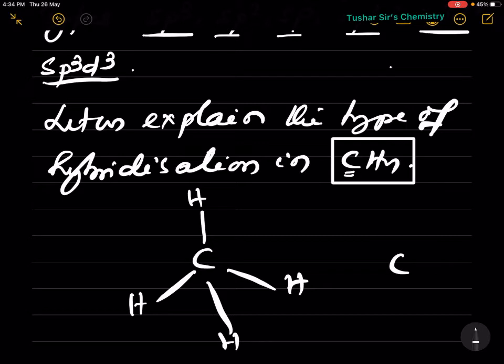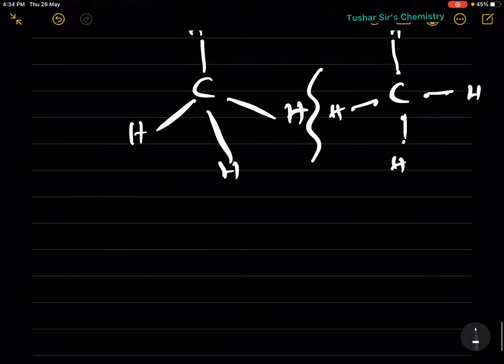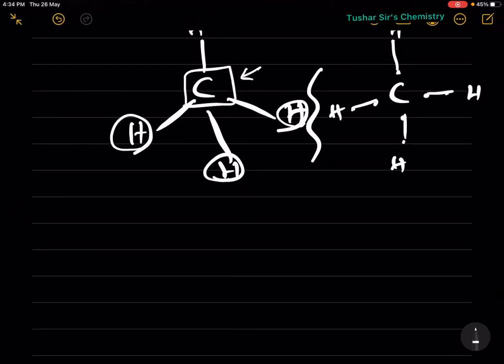So you can say carbon has 4 electrons in the valence shell, and 4 electrons from 4 different sides will form 4 bonds like this. So carbon in CH4 is sp3 hybridized. Here the terminal atoms are not hybridized. Only the central atom in the molecule gets hybridized.